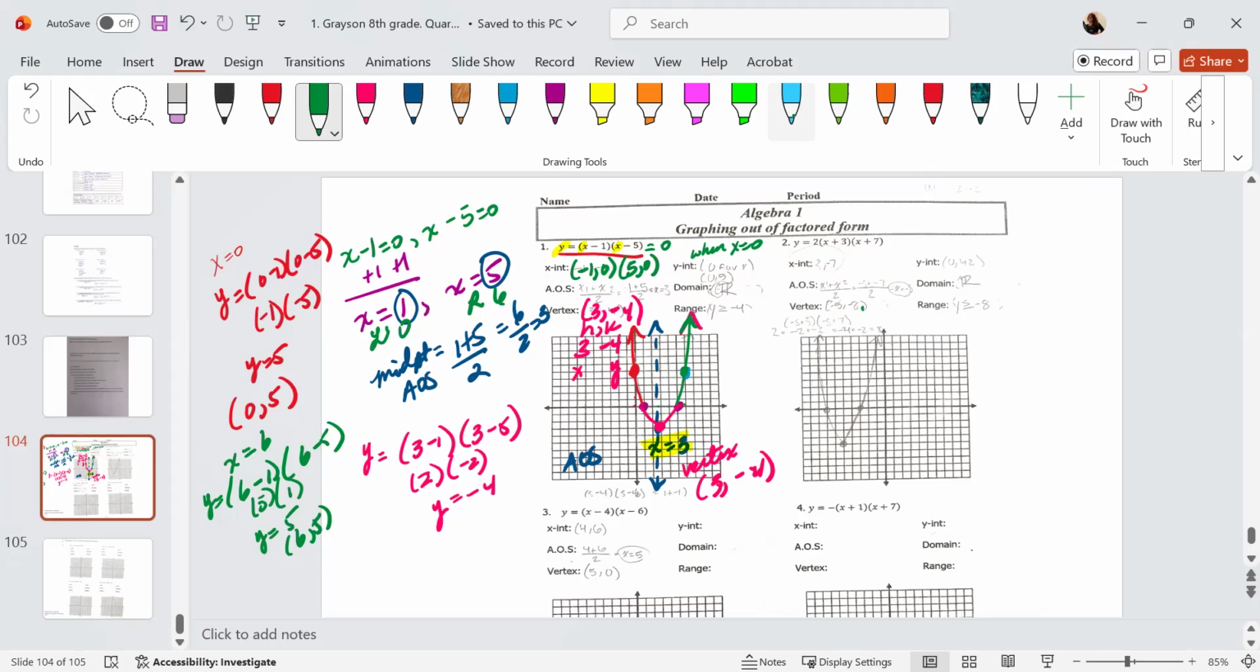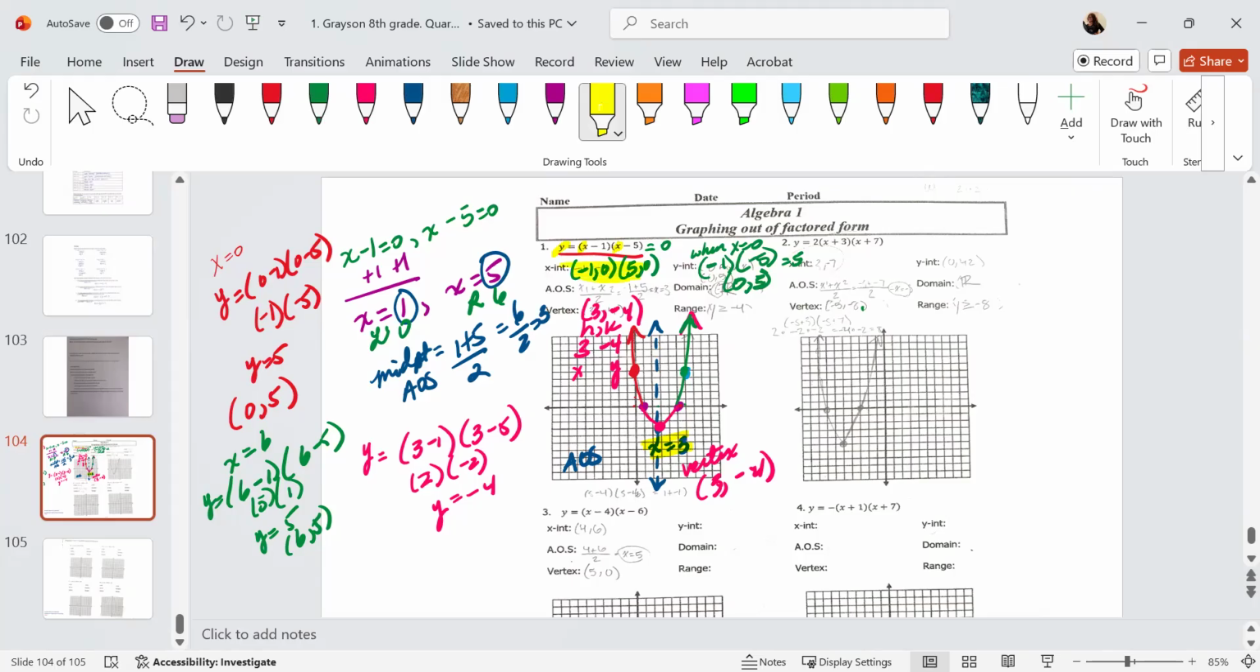When x equals 0, 0 minus 1 is a negative 1. 0 minus 5 is a negative 5. So that's going to give me a positive 5. Do you agree with that? So your y-intercept is (0, 5). Do you see that? Yeah.